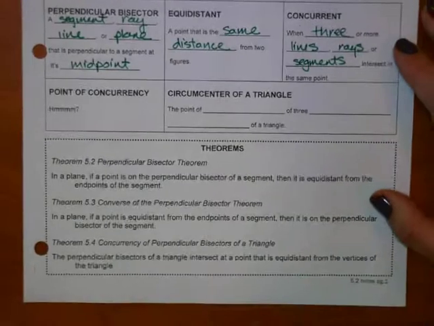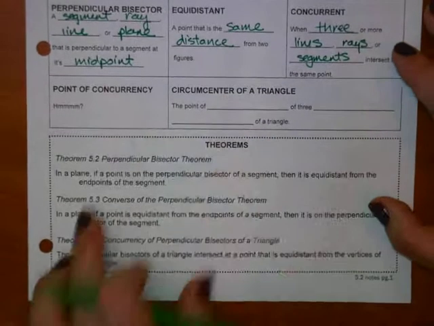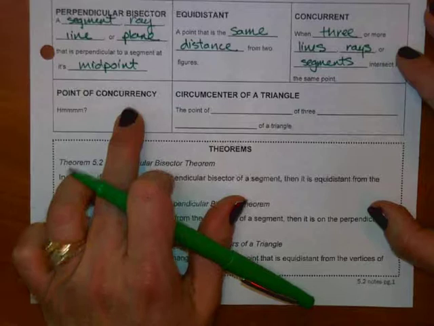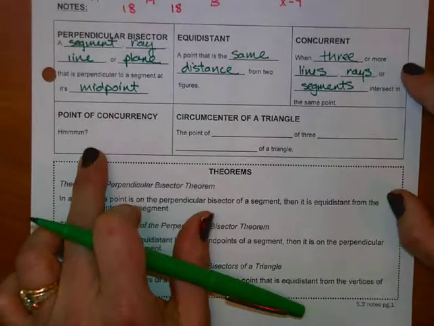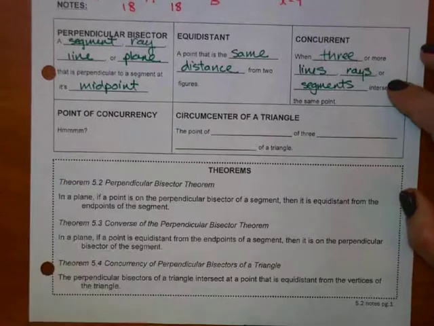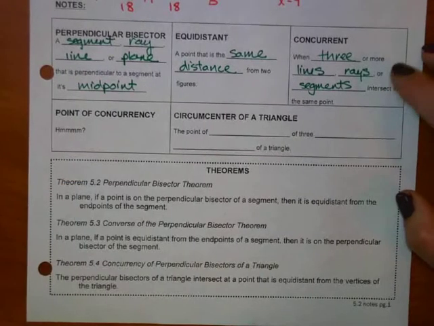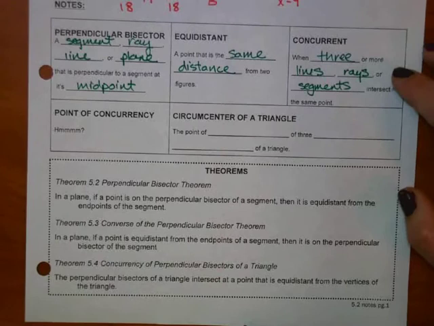So then, as I was typing these yesterday, I'm like, point of concurrency? Really? What do you think point of concurrency is? I'm like, do I really need to define that? Right, it's the point where the concurrent lines intersect. Right? Like, I'm not going to type that.